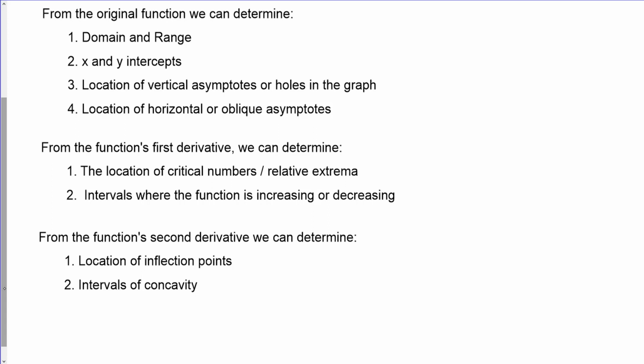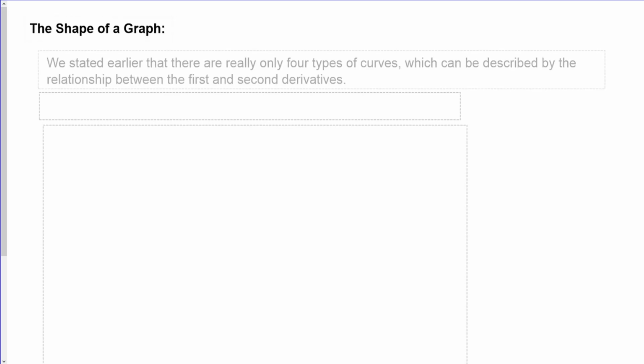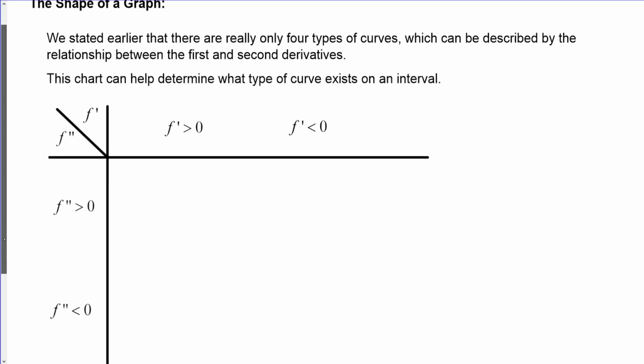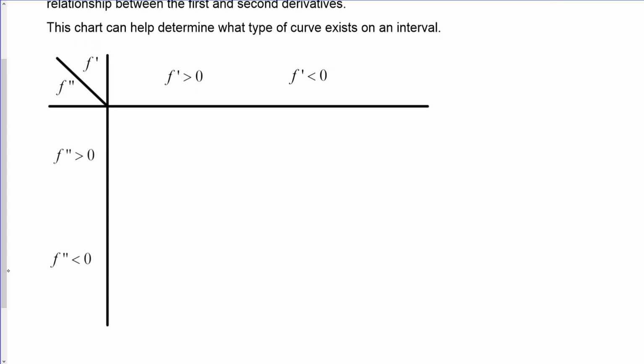Because recall that we said there are really only 4 basic shapes to the graph itself. And as a reminder, the different shapes of the graph are, starting with a function that has a first derivative that's positive, which means it is increasing, or a graph whose first derivative is negative on an interval, so it's decreasing. If the second derivative is greater than 0, we know that that is concave up. And if the second derivative is less than 0, we know that that is concave down.